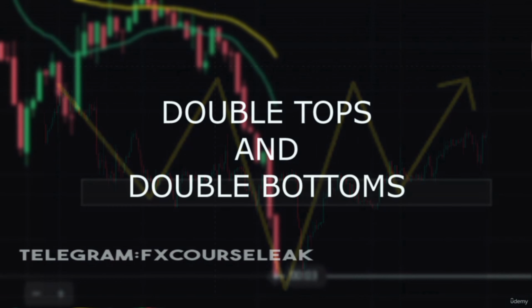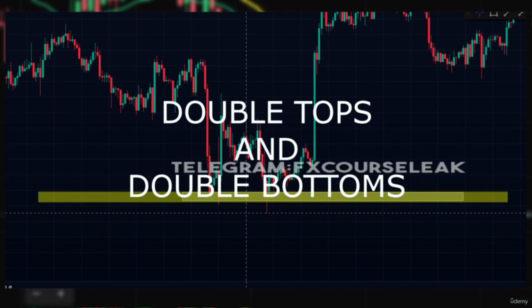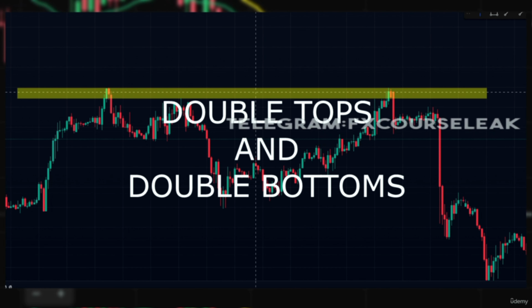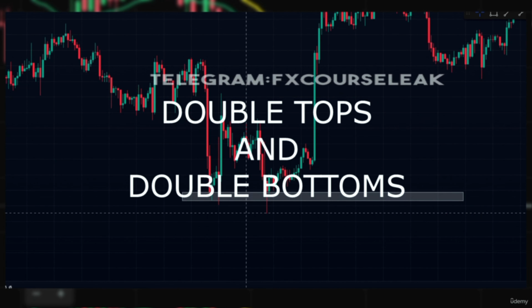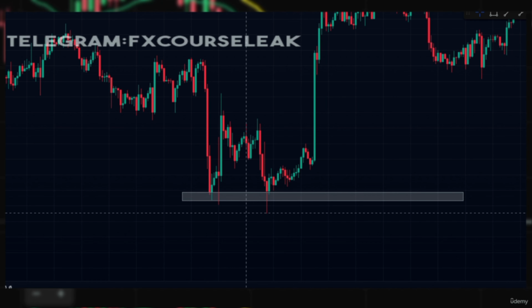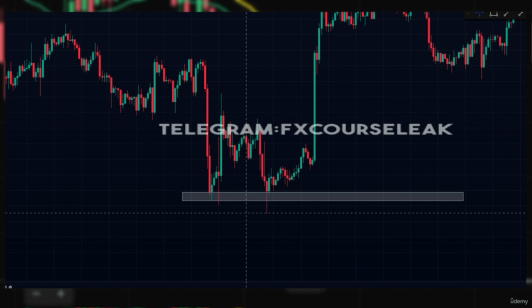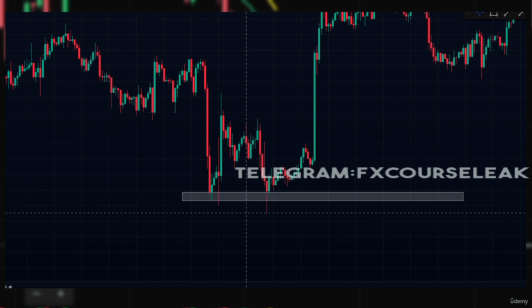Now the second type of chart pattern we'll be talking about is the double top and double bottom chart pattern. Double top and double bottom patterns are also a reversal pattern. This is the most simple pattern, but most times it doesn't hold as much weight as the head and shoulder patterns and the trendline break patterns hold.